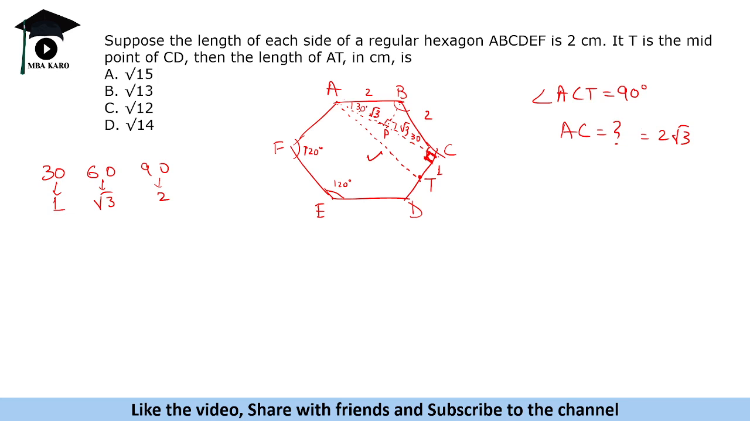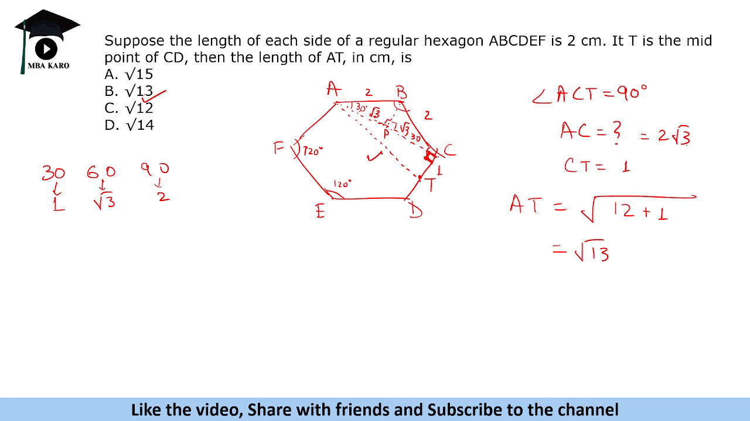Okay, all right, so let us see this thing now. Now this is AC is 2 root 3 and CT is equal to 1, right? So AT will be under root of this square. So 2 root 3 square is 4 into 3, 12 plus 1, that is root 13. So this will be root 13.